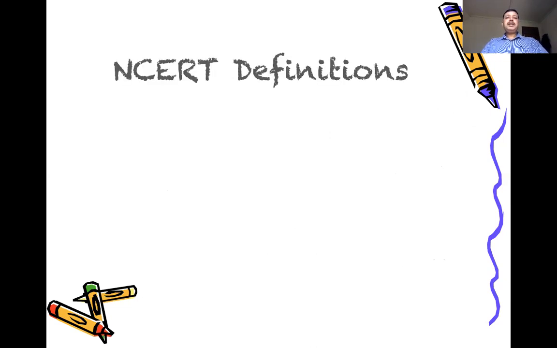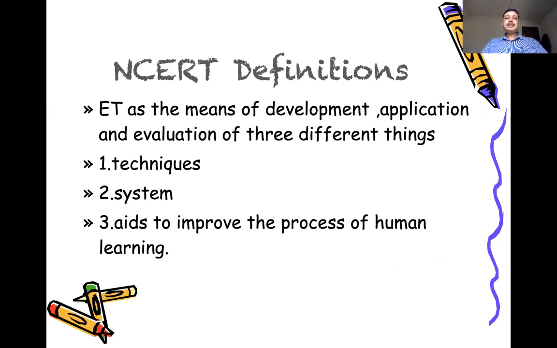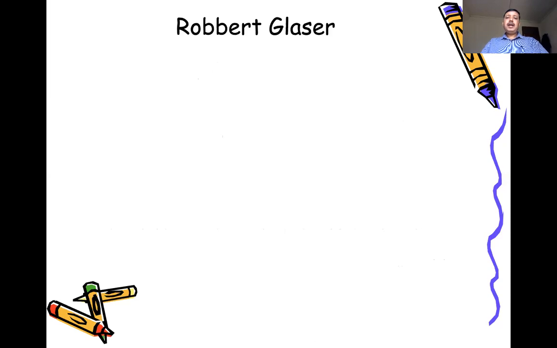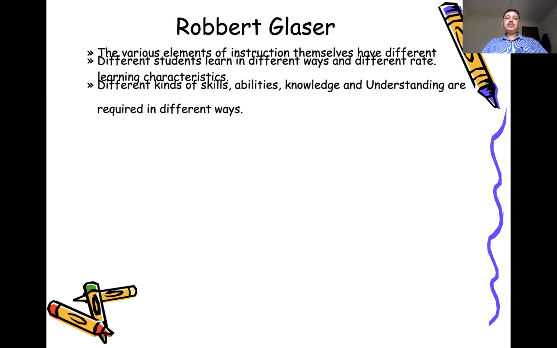And in India, the NCERT definition is education technology as the means of development, application, and evaluation of three different things. One is techniques, second is systems, and third one is aids to improve the process of human learning. And another famous educationalist, Robert Glaser, is giving the definition for education technology. We can go through it one by one.